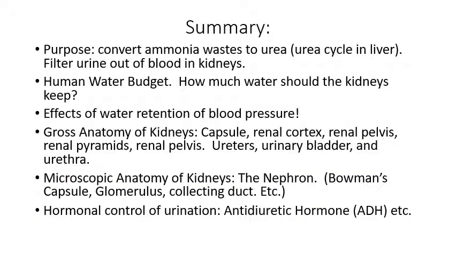All right, so we talked about the purpose of the renal system. The main purpose is to convert ammonia wastes into urea, filter the urea out of the blood serum and send it out in the form of urine. We talked about the effects of water retention on blood pressure. We've talked about that before. We talked about the gross anatomy of the kidney, the microscopic anatomy of the nephron, and hormonal control over urination using antidiuretic hormone versus the renin-angiotensin-aldosterone system versus the ANP system.